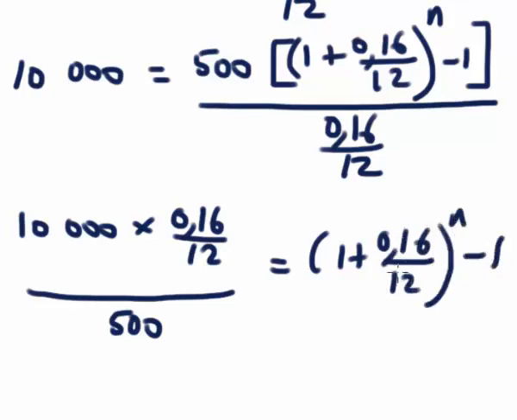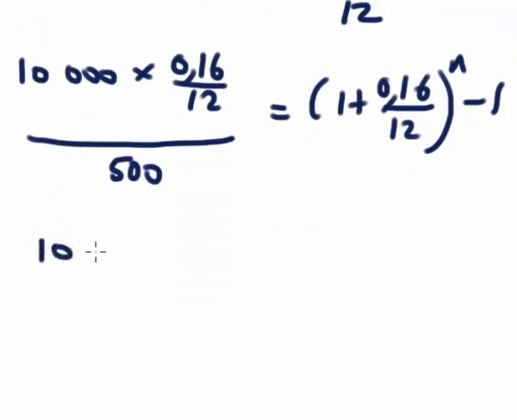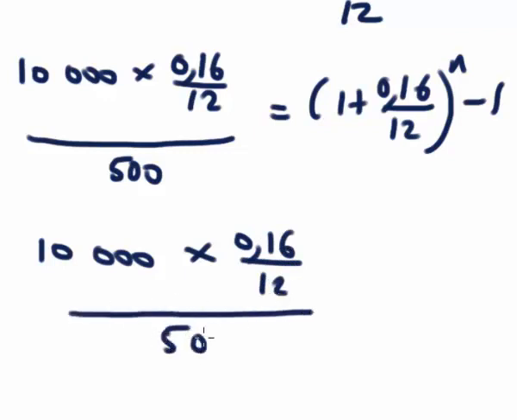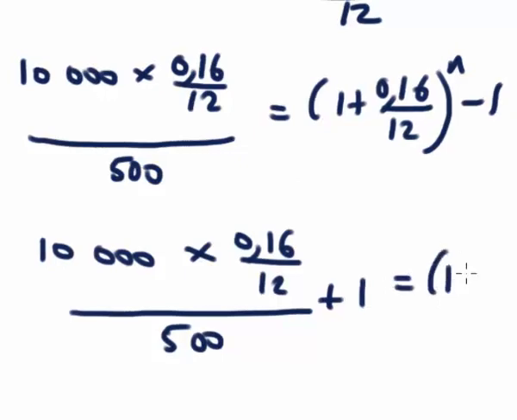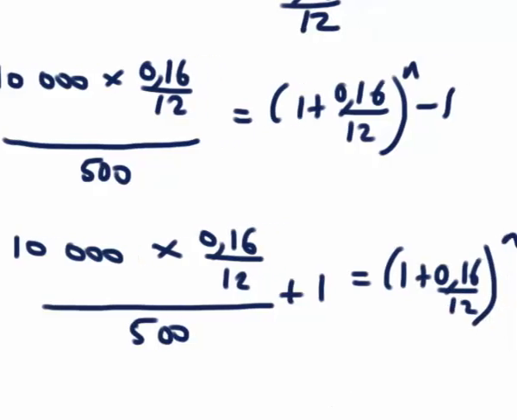1 plus 0.16 over 12 to the n, minus 1. So we're left with that. Then all we need to do is bring the minus 1 across. That gives me 10,000 multiplied by 0.16 over 12 divided by 500, and then we add the 1 on the other side, and we've got our little fraction here with the exponent n.